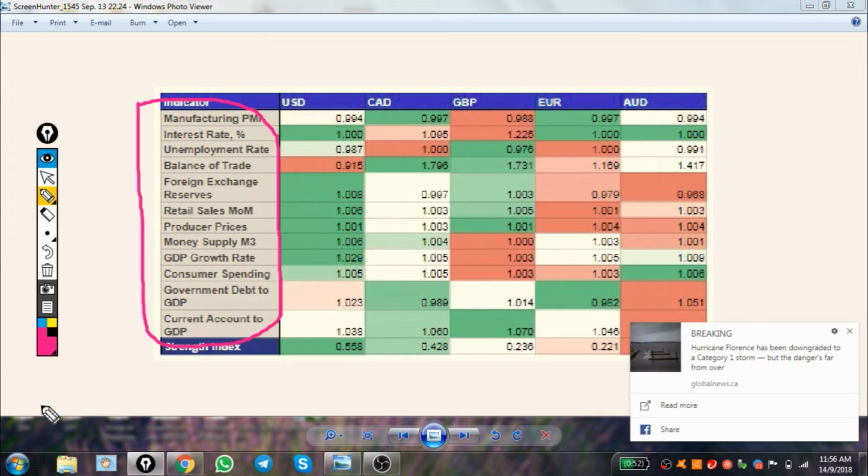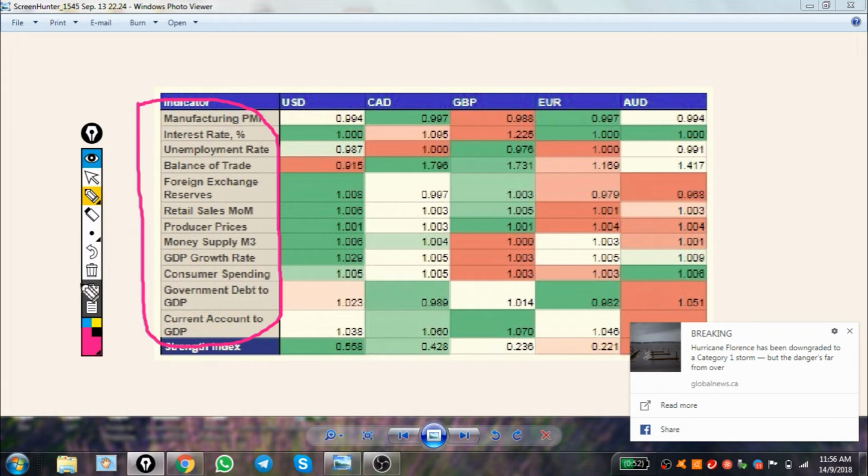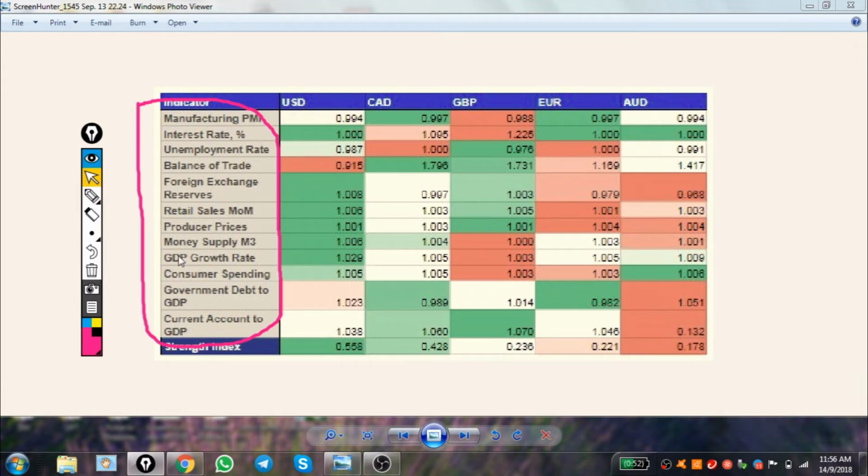To use a technical indicator to indicate whether a particular currency is strong or weak. So I think the best is to use some kind of economic indicator that has a direct relationship to the country's economy, right? I think this is more accurate. So let me show you some examples.